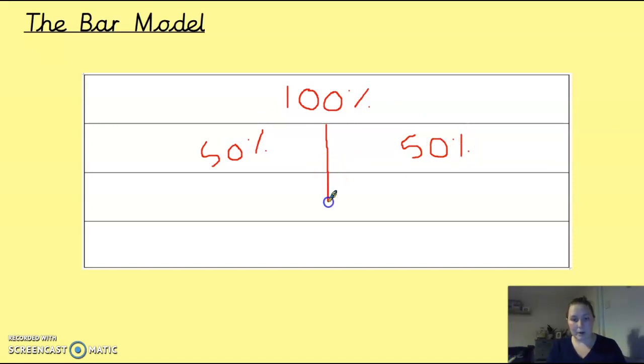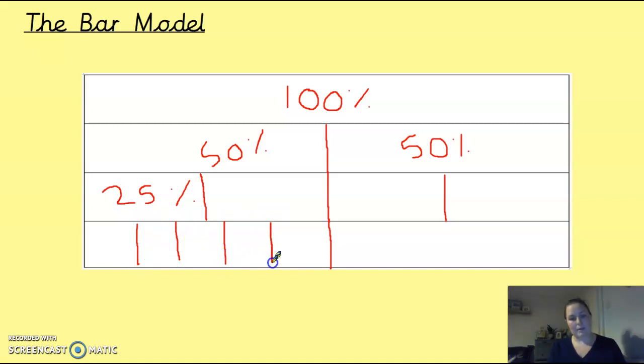And I could split my bar to show 25%. I'm just going to half those 50s again. And the others are 25%. And I can split my bar also into 10%. 1, 2, 3, 4, 5. You have to forgive me, that was definitely not equal. 1, 2, 3, 4, 5, and that one was even worse. Sorry about that. Okay, so each one of these would be 10%.